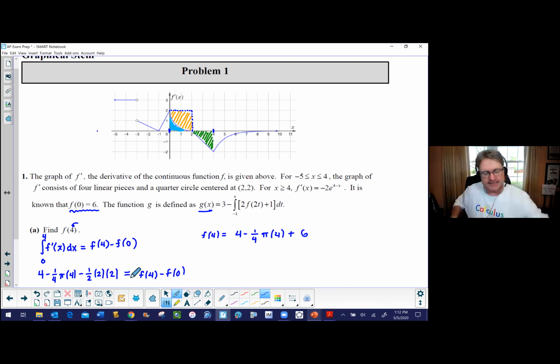And now I can say that entire area is equal to f of 4 minus f of 0. So now let's see what I got. If I go ahead and take that plus 6 out just for a moment, and tack on this extra minus 1/2 times 2, what I have here, just to recap, is everything that was on the left side of this equation. And now I'll add the f of 0 over, which remember was equal to 6.